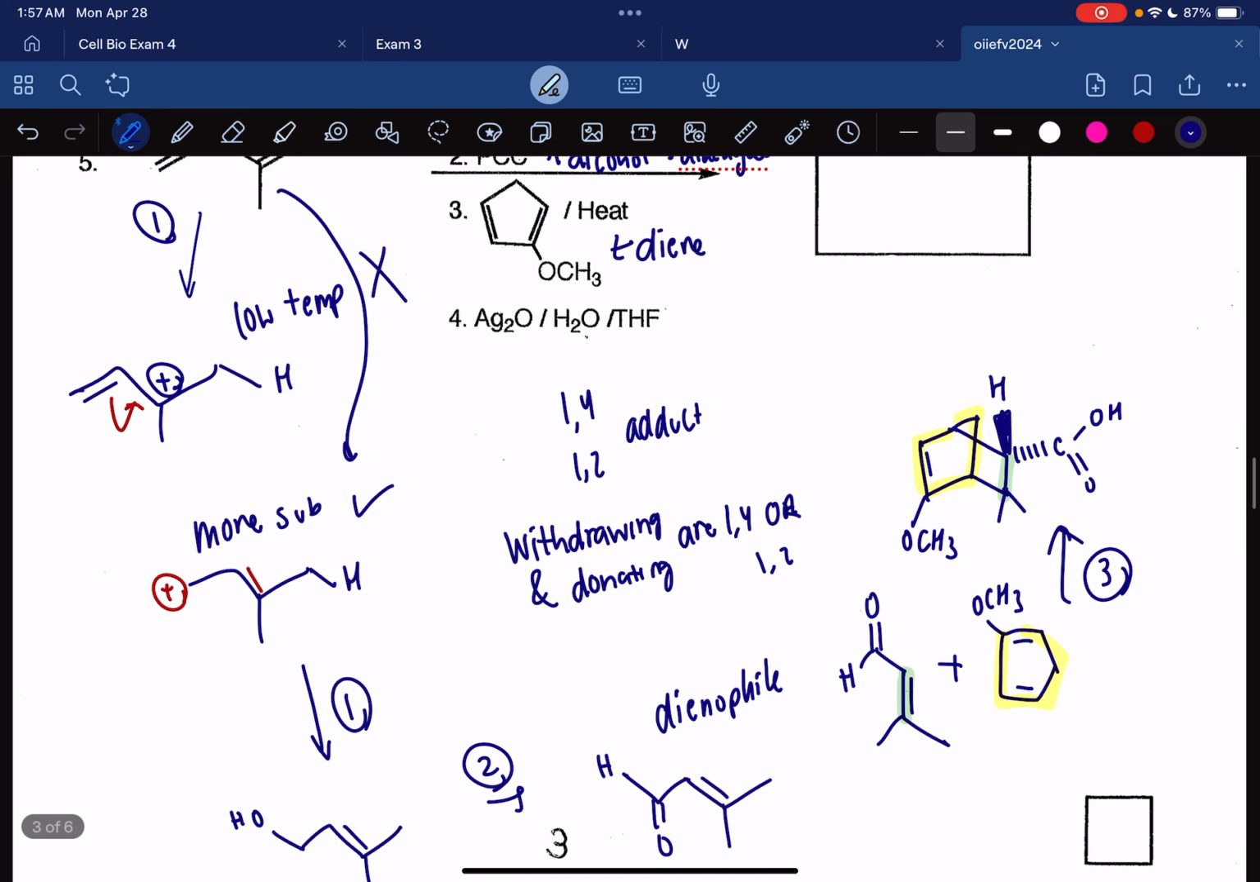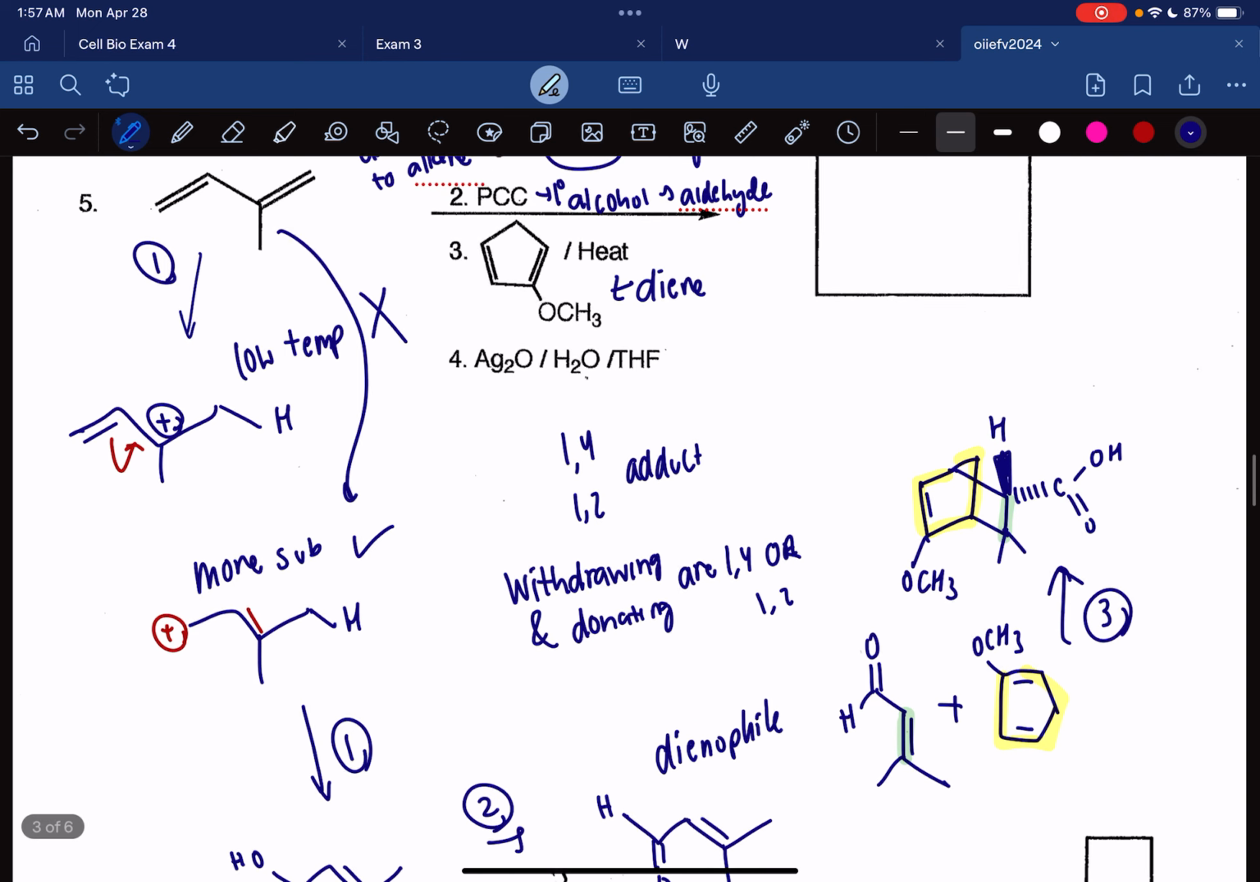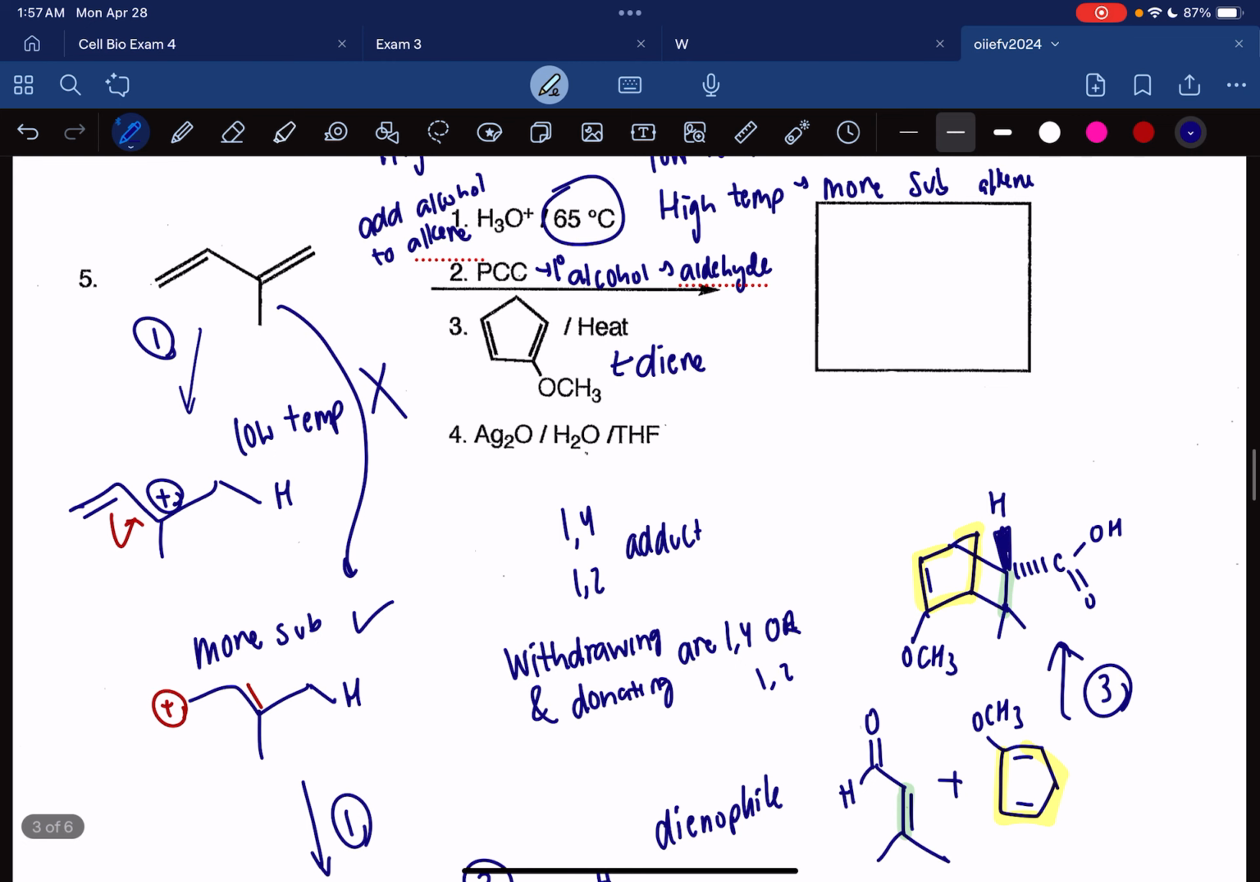So just be careful with the Diels-Alder. Make sure you have the right adduct. And then step 4, this Ag2O, H2O, THF, this takes aldehyde to carboxylic acid. So it's a selective oxidizer. So your final product looks like this.